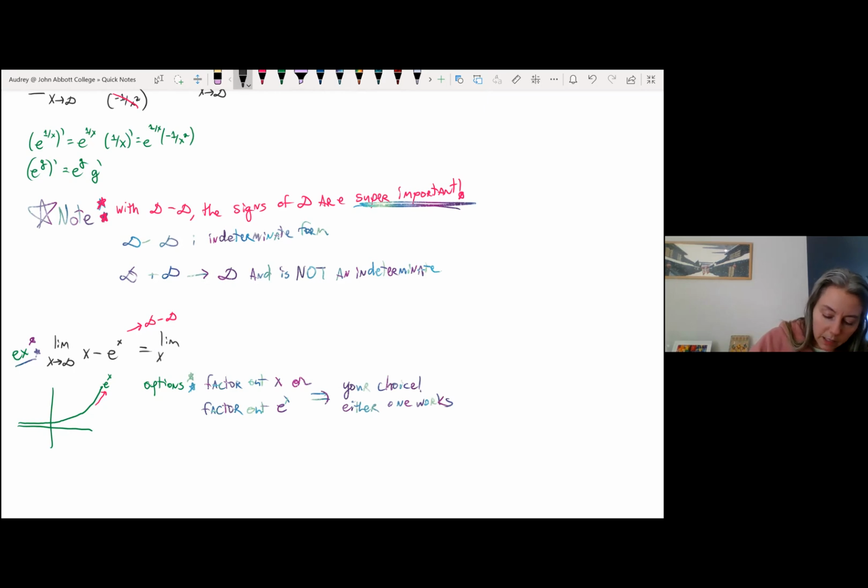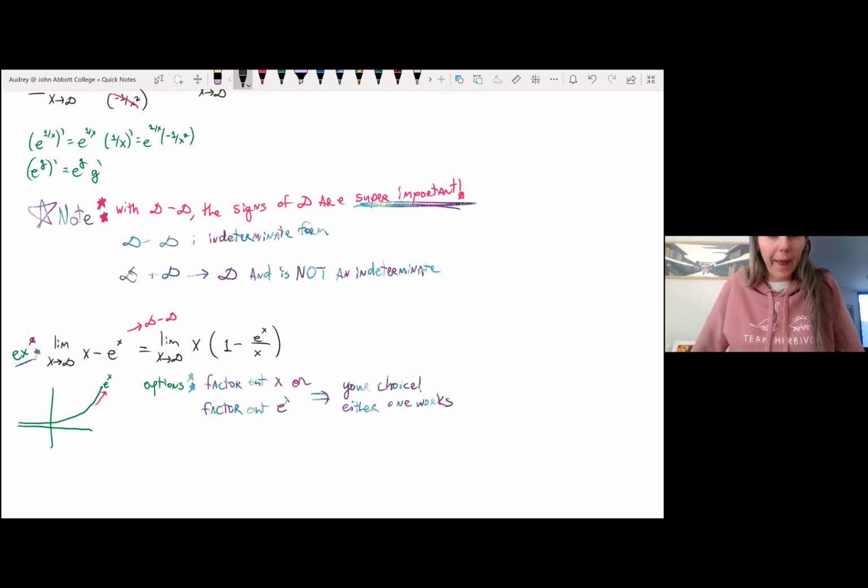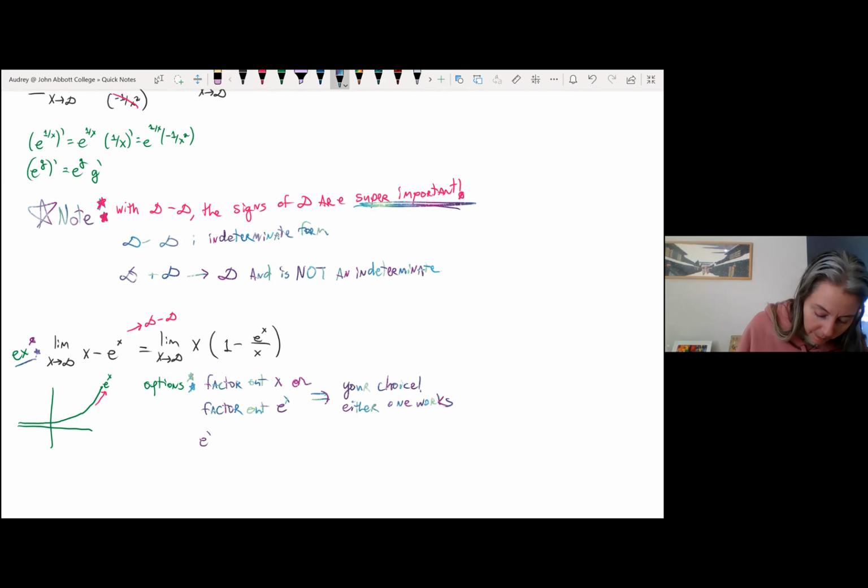So the limit as x approaches infinity, I'm going to factor out that x, and then I'm going to get 1 minus e to the x over x. Okay, so if I had factored out the e to the x, I would have had x over e to the x minus 1. And either way is a totally valid way to approach this problem.